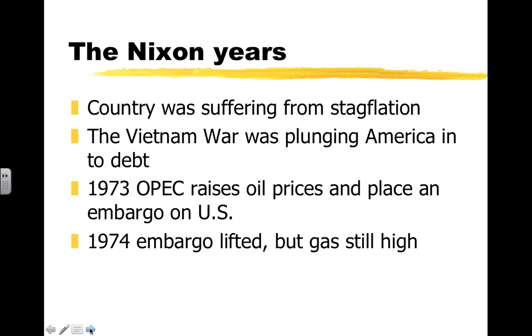And then in 1973, we see OPEC again. OPEC is the Organization of Petroleum Exporting Countries that was established in 1960, and in 73 they imposed an embargo on the U.S. The embargo caused a rise in oil prices, so many gas hikes took place, and we look at examples of cars in long lines waiting in some cases hours to fill gas tanks. And then the embargo is lifted in 74, but the gas is still high and economic conditions do not improve.